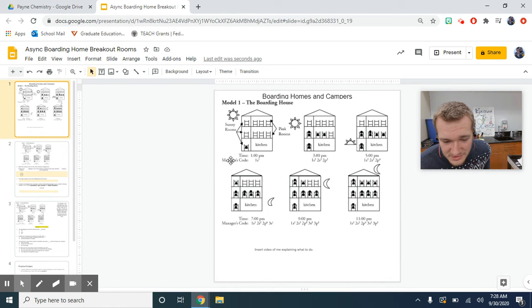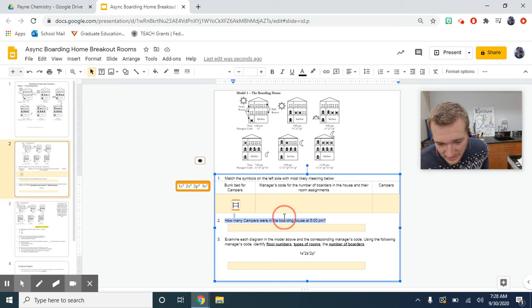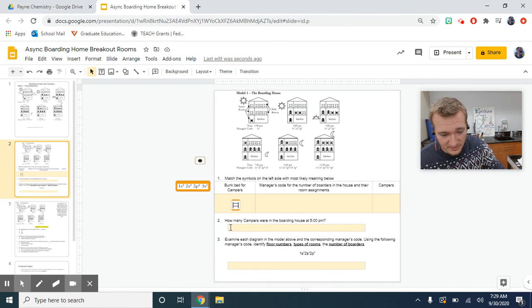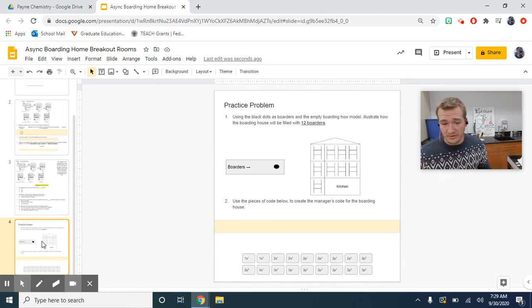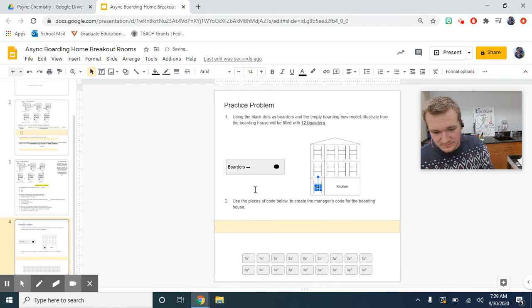You can see the manager's code, that's these numbers, and these little black dots are the campers. Then it asks how many campers were in the boarding house at 5 p.m. Let's go back to our model and look. At 5 p.m. we had 1, 2, 3, 4, 5, 6, 7, 8. We had 8 total campers, and all you have to do is put the number 8. Work through this. It eventually leads up to your very own problem where you click on these campers or boarders and move them into their bunk beds.